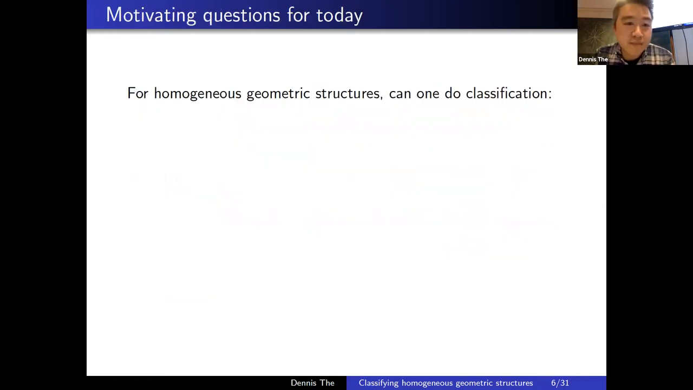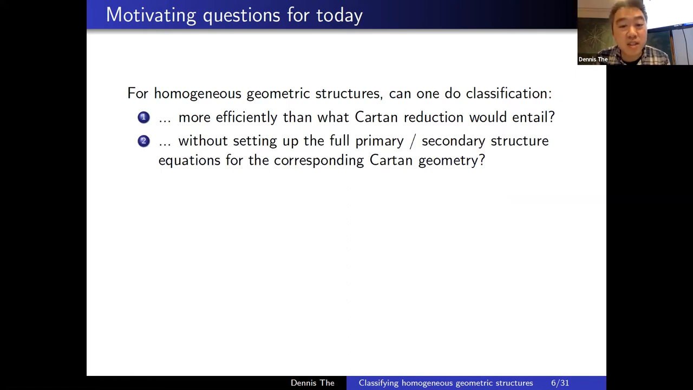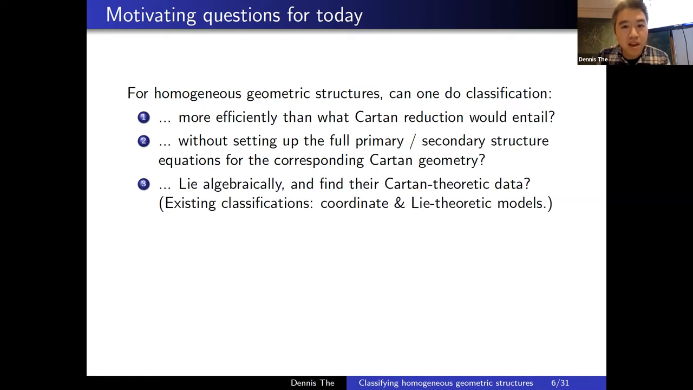Okay, so motivating questions for today. For homogeneous geometric structures, can one do classification more efficiently than what I showed last time, than what Cartan reduction would entail? Can one do this classification without setting up, for example, the full primary and secondary structure equations for the corresponding Cartan geometry? There's a lot of effort in doing this. Can one do classification Lie algebraically and find their corresponding Cartan theoretic data? This is an important point because existing classifications largely focus on presenting things in terms of coordinates or Lie theoretic models. So there's lots of opportunity for development here in improved classification.